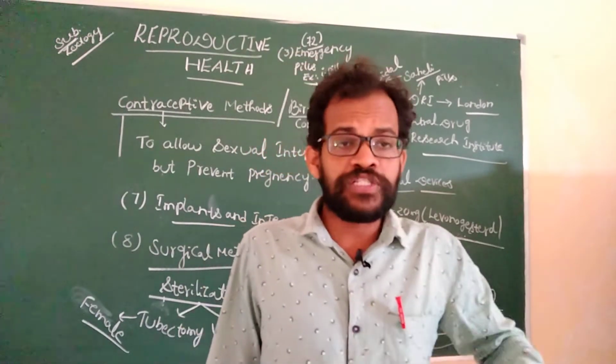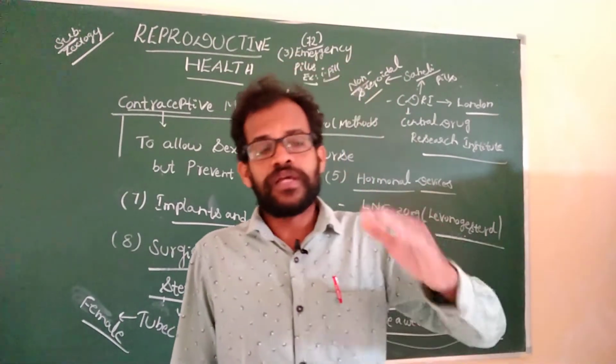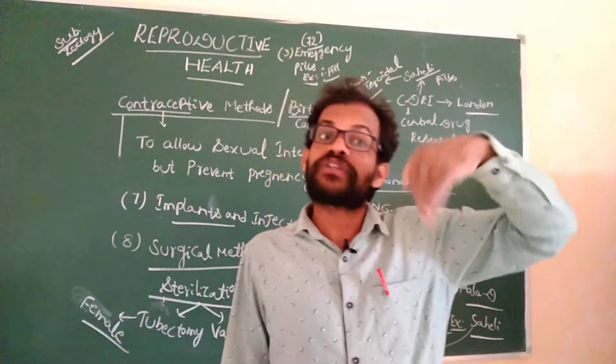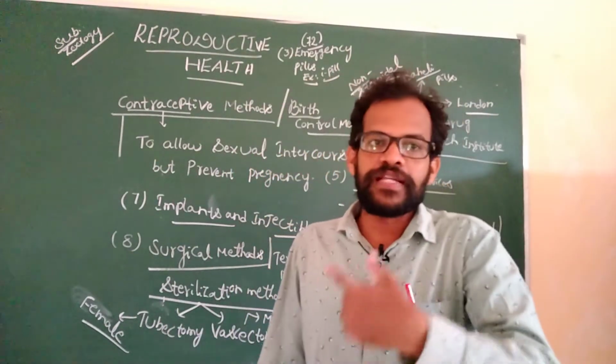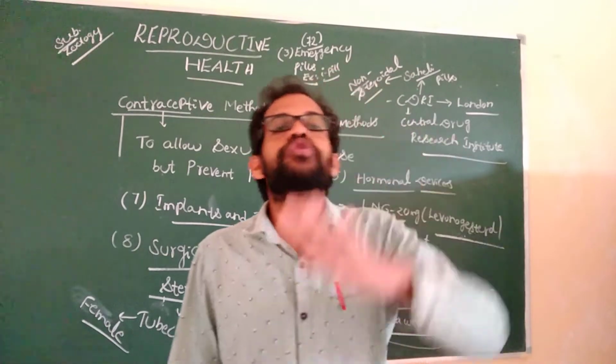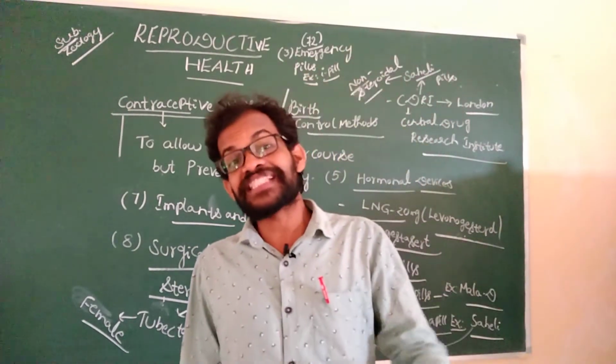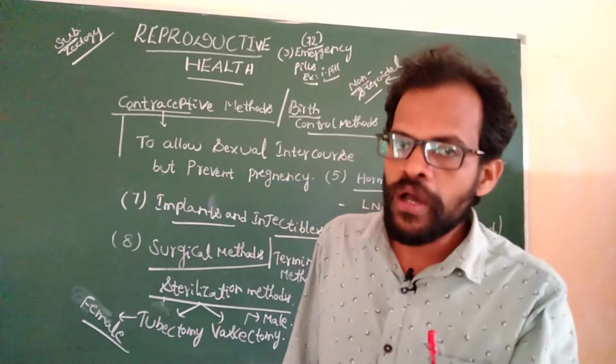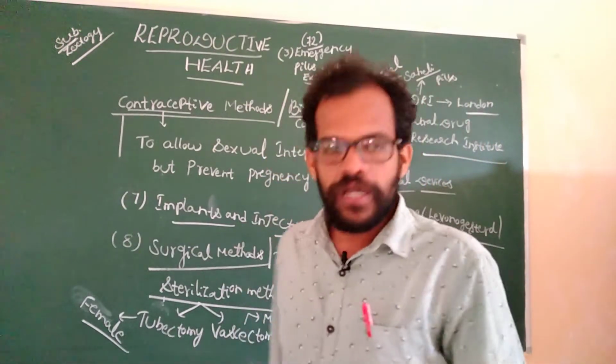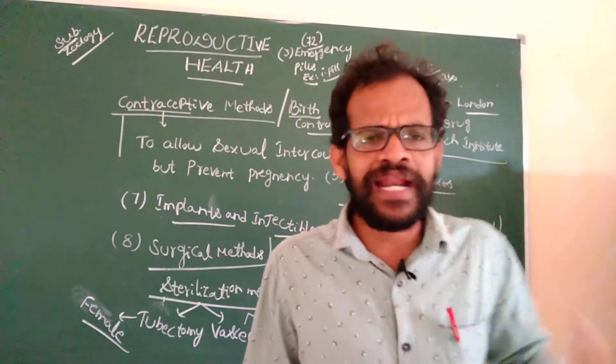Again, they don't want to participate in sexual reproduction. Before they participate in sexual reproduction, they use these methods to control the population, to reduce the population. These methods allow sexual intercourse, but no pregnancy. In this topic, we are going to discuss them in detail.